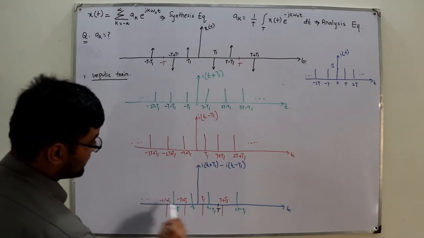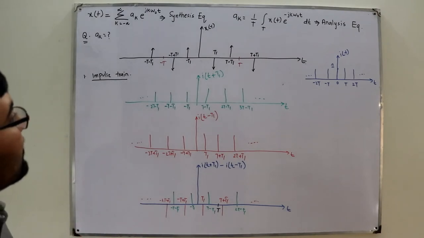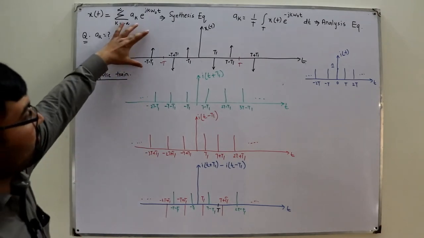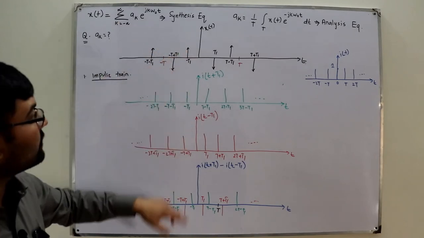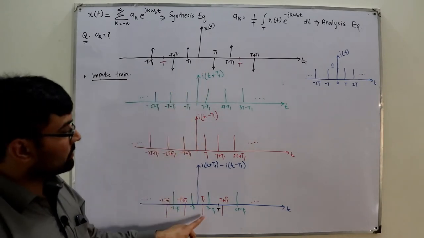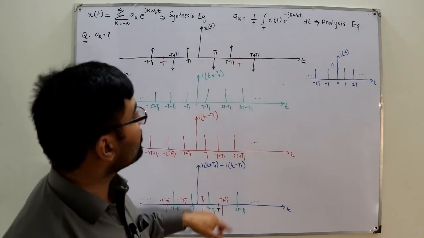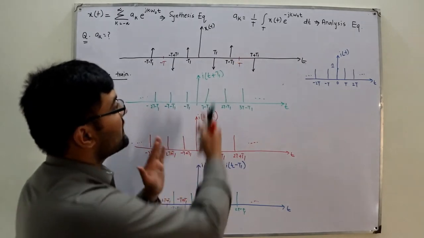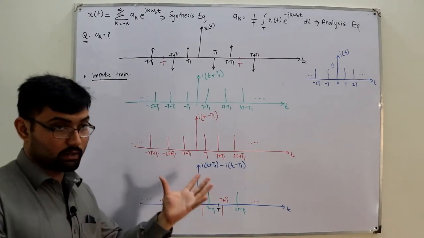So this would repeat at this side, this would repeat at that side. If you have a look, we have the same function: negative T1 upward, T1 downward, negative T plus T1 upward, T plus T1 downward. This repeats. This is our original signal.